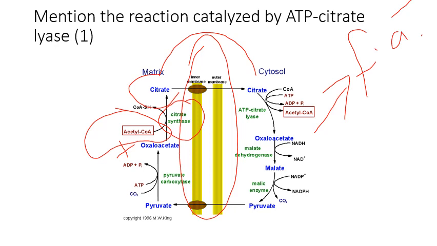Inside the cytoplasm, the enzyme ATP citrate lyase catalyzes citrate to acetyl coenzyme A and oxaloacetate. This reaction you are supposed to write for the 1 mark question. While writing, you can write citrate plus ATP plus coenzyme A gives rise to acetyl CoA plus oxaloacetate, and the enzyme is ATP citrate lyase. That is the way you are supposed to write.